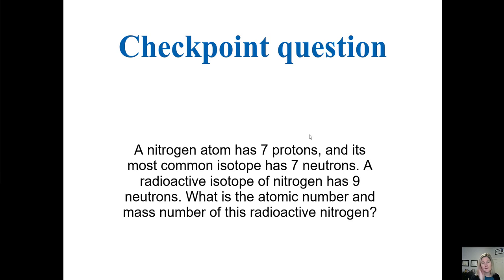So here's a checkpoint question. A nitrogen atom has 7 protons and its most common isotope has 7 neutrons. A radioactive isotope of nitrogen has 9 neutrons. So what is the atomic number and mass number of this radioactive nitrogen?